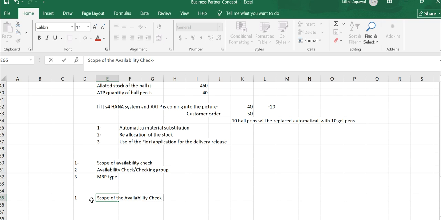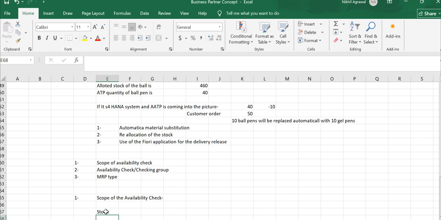First of all, I will tell you the different stock types. We have the safety stock first. Second, we have the stock in transit, which is coming through the stock transfer order. Third is stock in quality inspection, and fourth is the blocked stock. So these are the four stock types that we have. Of course, we have the inward movement of goods and outward movement of goods, which we will discuss after this. First, we will discuss the stock.